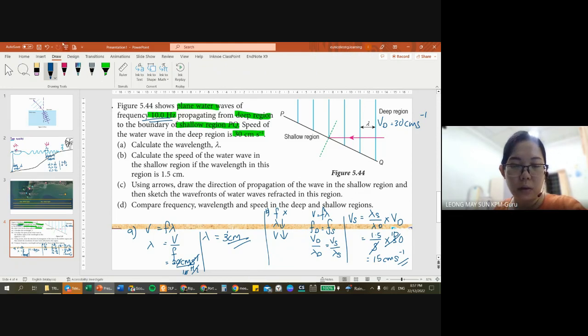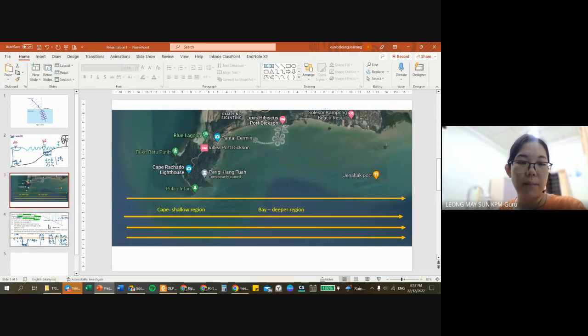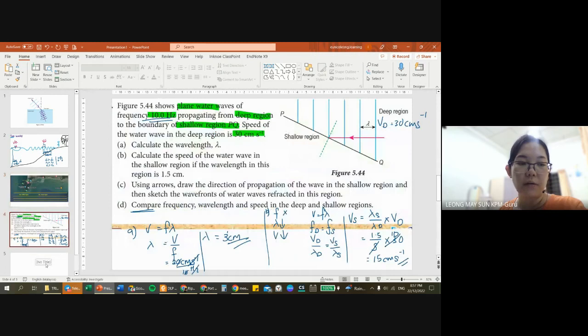All right. So I'm not going to do C here. Part D: compare frequency, wavelength and speed in the deep and shallow region. When the question asks you to compare, it means you have to compare in terms of words. So the question asks us to compare frequency and wavelength in deep and shallow region.